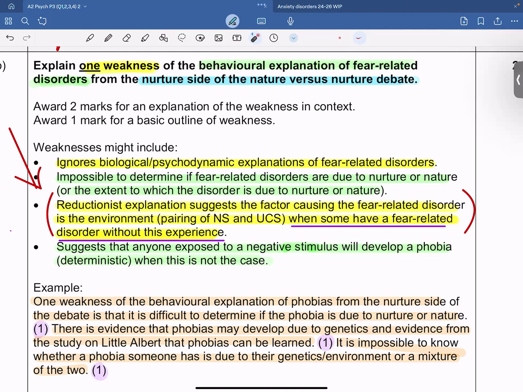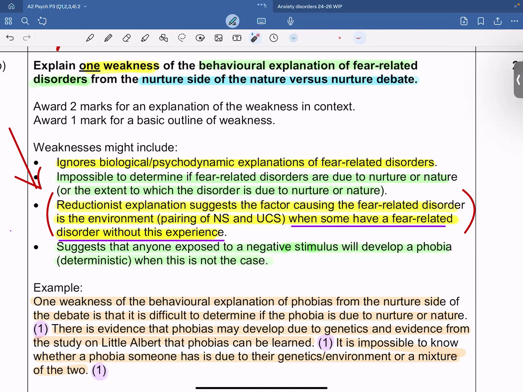The third point over here, reductionist: the explanation suggests that the factor causing the fear-related disorder is the environment, that is pairing of neutral stimulus with the unconditioned stimulus, when some have a fear-related disorder without the experience. Number 4, it suggests that everyone exposed to a negative stimulus will develop a phobia, that is deterministic. Now, I could spend at least 5 minutes on each, but I want to keep this short.